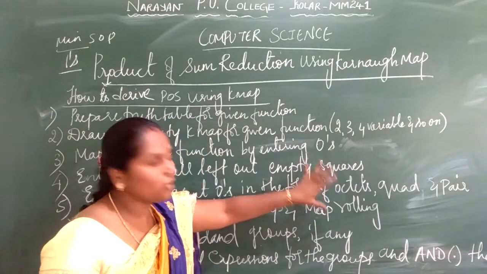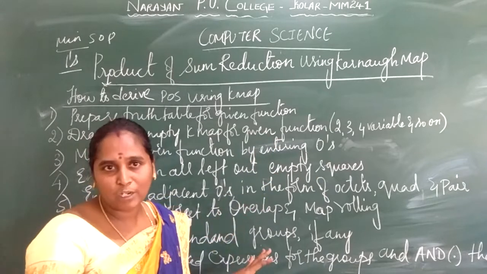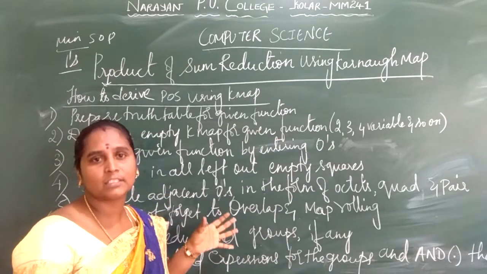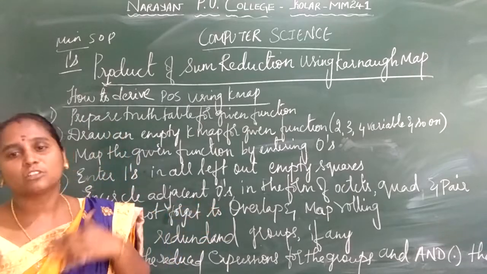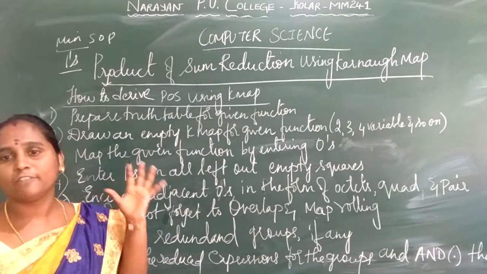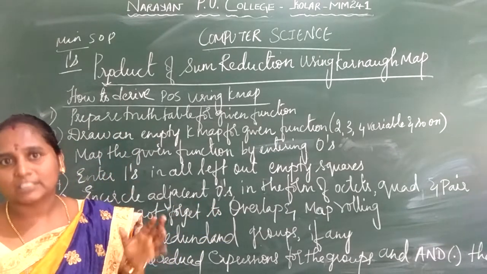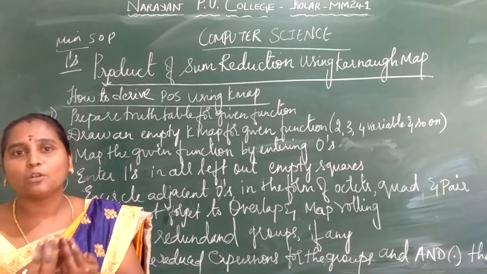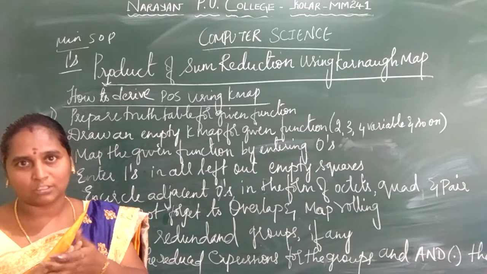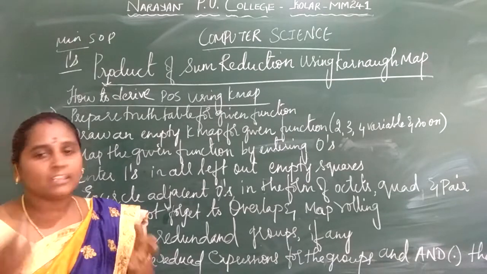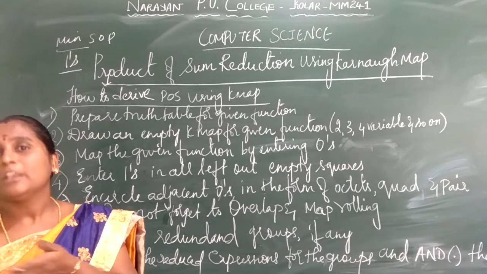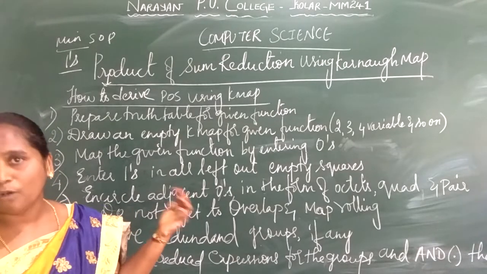If your expression or K-map consists of map rolling, I have already explained what map rolling is. That is, the corners, leftmost, rightmost, topmost, bottommost corners or edges of the squares can be rolled as a map. When you fold the paper, it looks like adjacent ones or zeros. That can be map rolled. That is one. What is overlapping? The same one can be used more than once. We call it overlapping.